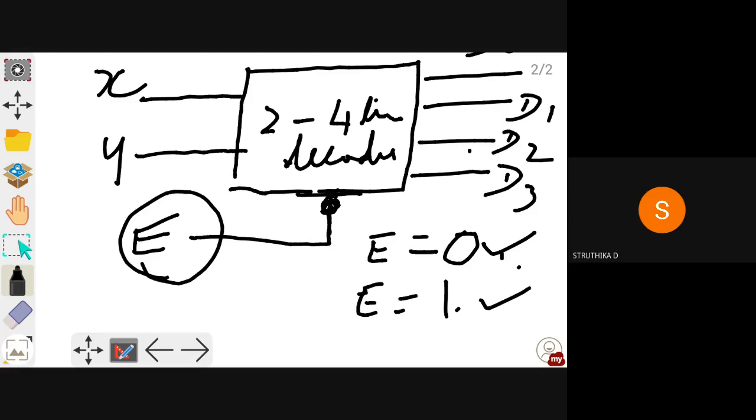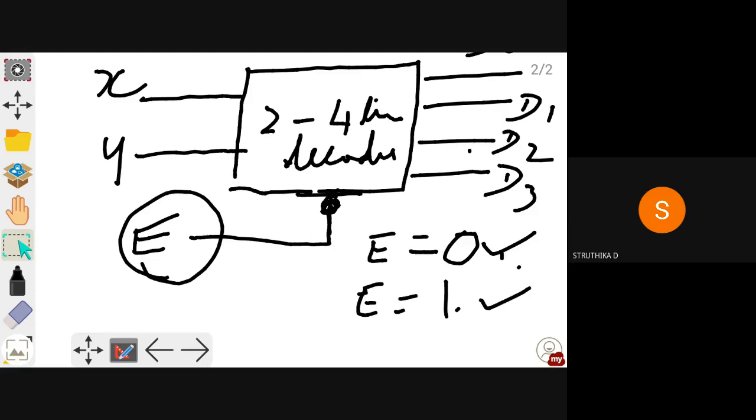If you have an enable input without any bubble, actually this circle is known as the bubble, then the decoder will be enabled if it is 1 and off if it is 0. If you have a bubble in the enable input, then the decoder will function if it is 0. If enable is equal to 0, it will function. If enable is equal to 1, it will not function.